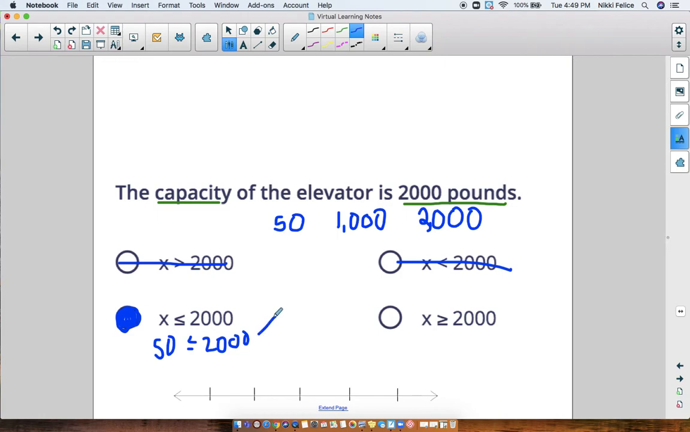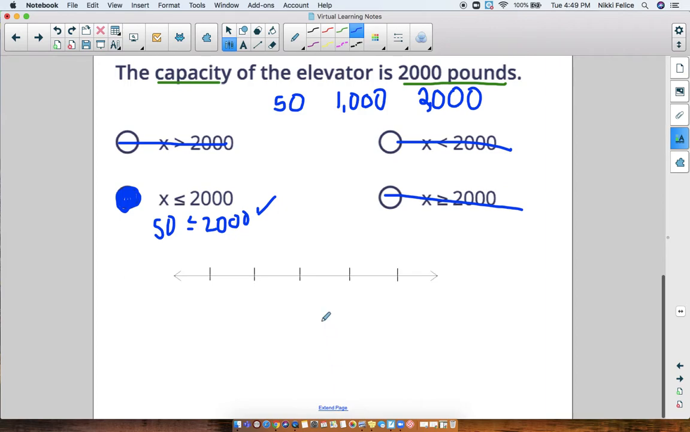Okay, so that makes sense. If I plugged in my answers over here, that wouldn't make any sense. This one says X is greater than 2,000, but you can't be over 2,000 pounds. You will fall, and that would be bad. If I was going to put this on a number line, I would do 2,000. I would color in my circle because 2,000 is possible. And then I go to the left to show all the numbers that are less than 2,000. That's how I would graph that.